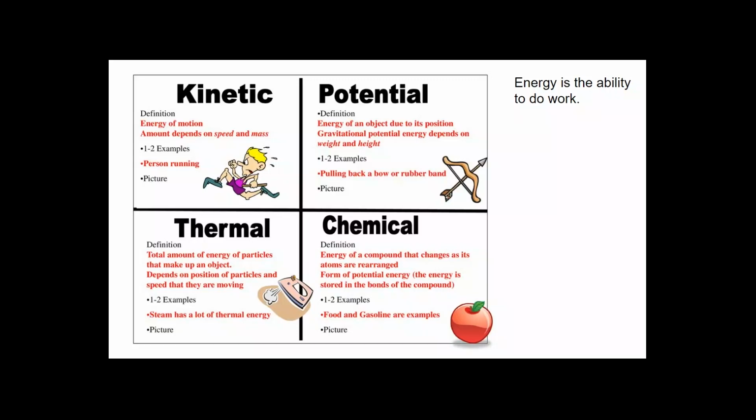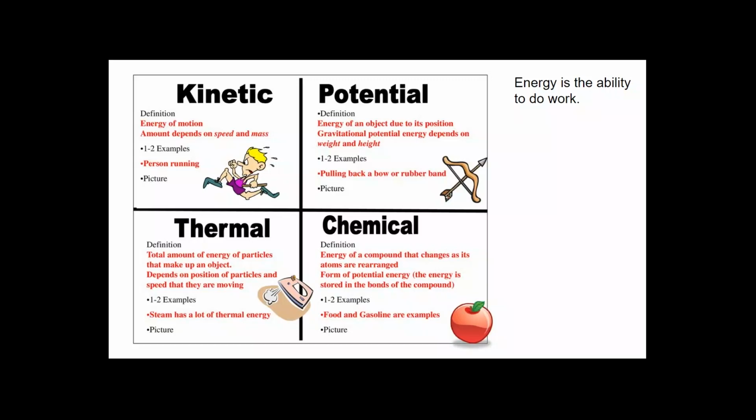And there are different forms of energy, such as kinetic, which is the energy of motion. The amount depends on speed and mass. So an example would be a person running. Potential energy is energy of an object due to its position, quite often due to gravity. So gravitational potential energy depends on weight and height. We can think also of potential energy due to pulling back an arrow, as once you release the string, the arrow will shoot forward.